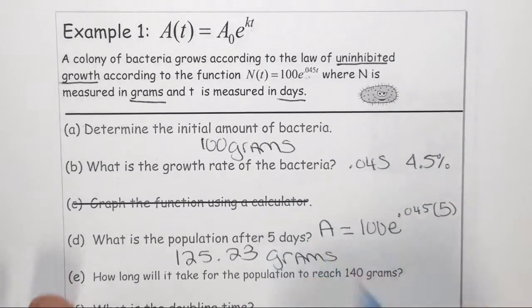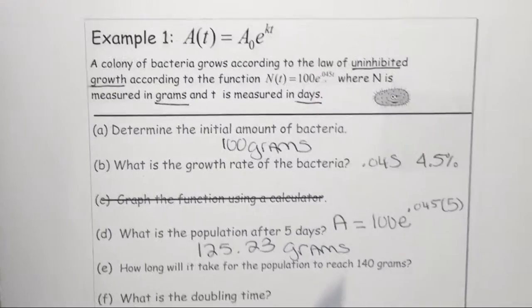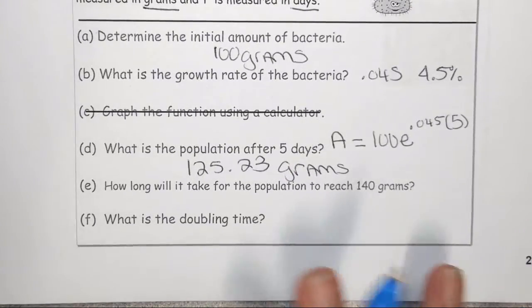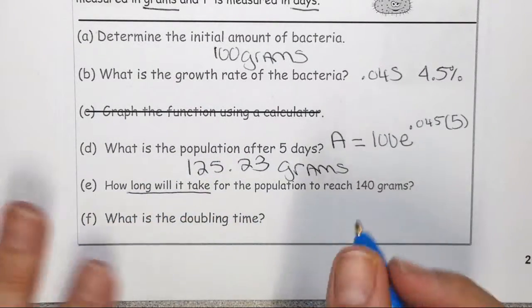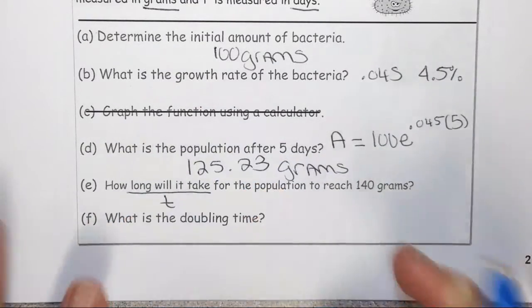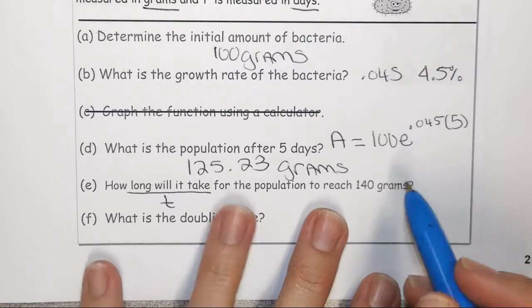So that's just a plug and chug. There's nothing hard, as long as you know where the little K is and where the T is and where the A sub 0 is. Do you feel comfortable with that? Part E is actually going to require a little bit of work. So on part E, they want to know how long it will take. If they're asking for something about how long it will take, they're asking me to find the T. Anytime they ask you to find the T, they should give me everything else.